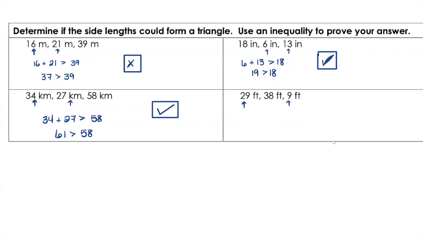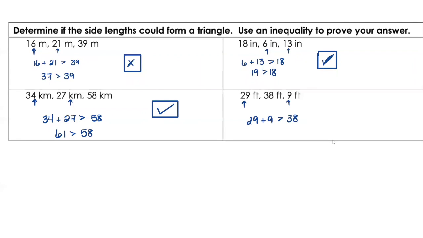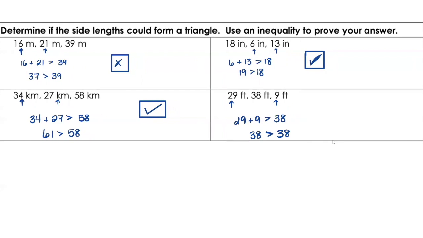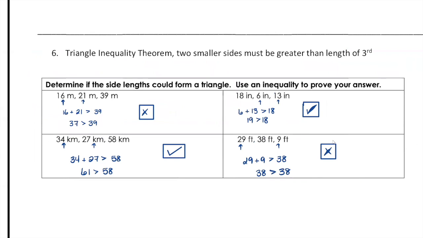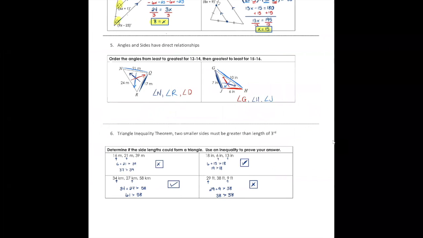So we got 29 and 9. Is that greater than 38? 38 is our answer. So the question we've got to ask, is 38 greater than 38? So can those lengths make a triangle? No. Any questions on triangle inequality theorem? Easy money. Those are bunnies.